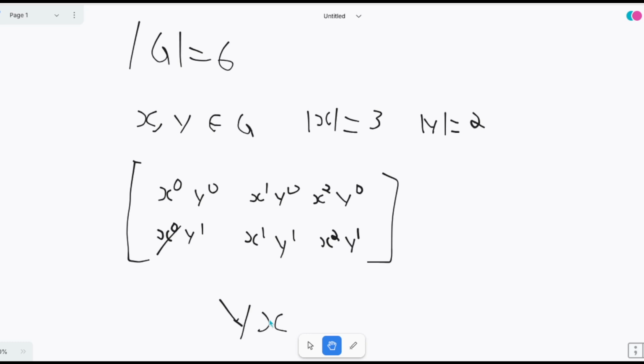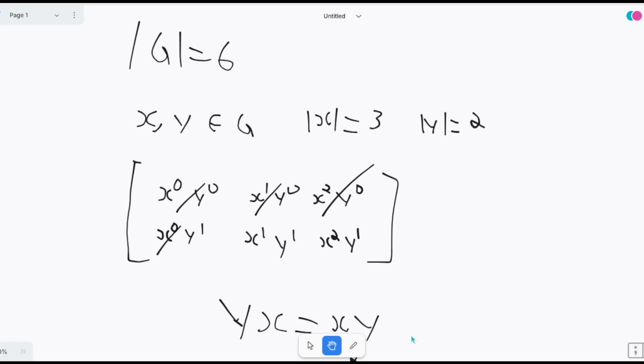y, because then x would be the identity, and similarly, it can't be x, nor can it be x squared, because then y would equal x. That certainly can't be the identity itself. So then we have, because the inverse of an element has the same order, either yx equals xy, or yx equals x squared y.